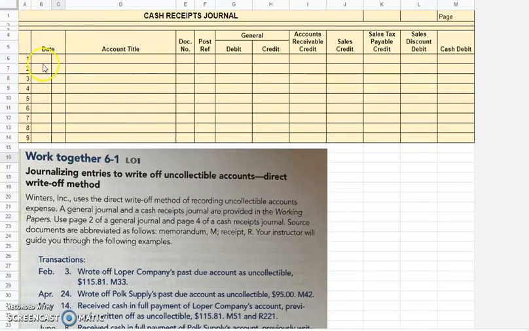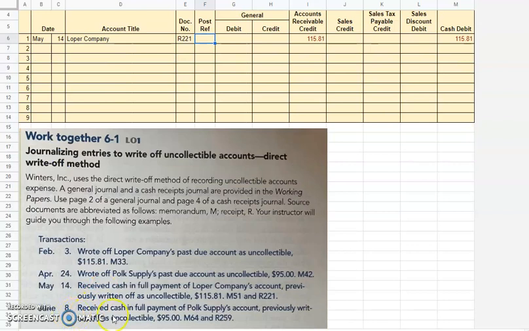So now that I'm over here on our cash receipts journal, I can enter the second part of the entry, May the 14th. We received cash in full from Loper Company, and this was document number receipt 221, right? Because now we're in the cash receipts journal, our document number is the receipt. General journal, we use the memorandum. Okay, so this is a credit to accounts receivable of $115.81 and a cash debit of $115.81. And of course, we would post this later at the end after we've done all of our accounts receivables, all of our cash debits. Okay, and we would post it individually to Loper Company. That one's done.